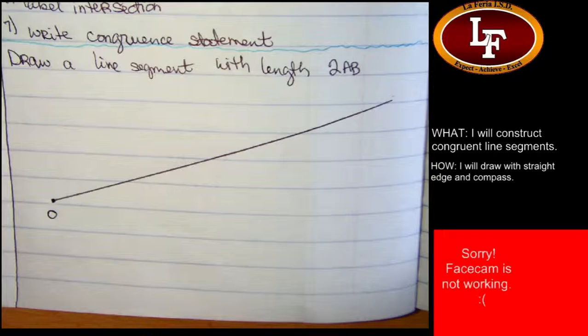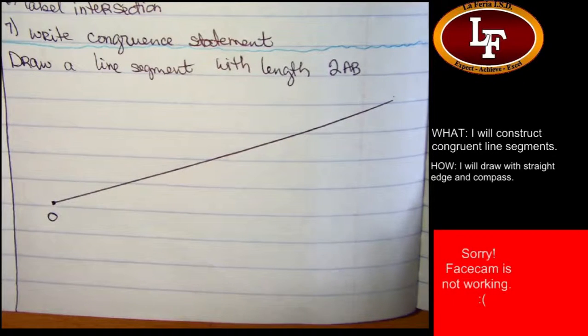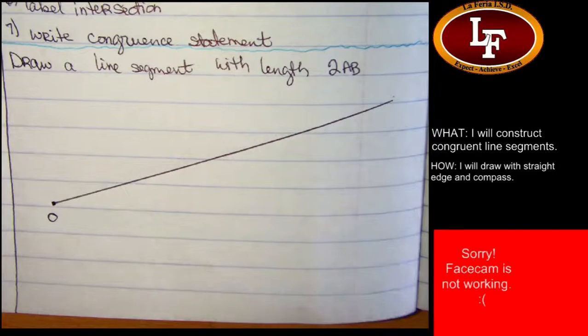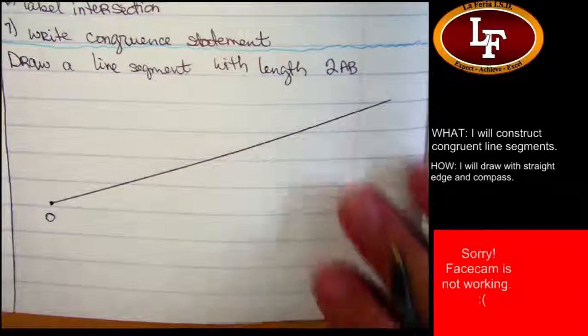Set compass radius to AB. So go ahead and take your compass. Confirm that your compass radius hasn't changed if you didn't move it. Reset it if it did. Step number 4.